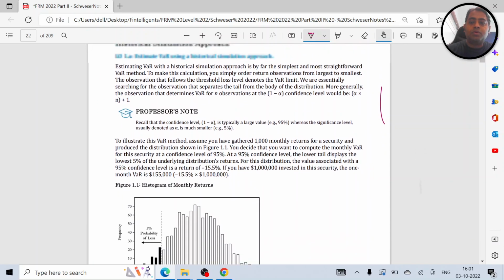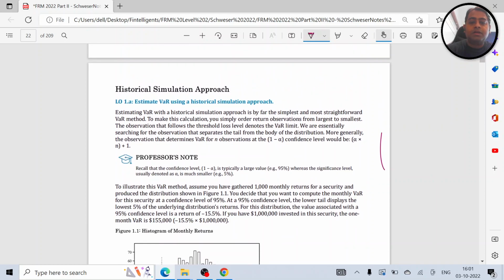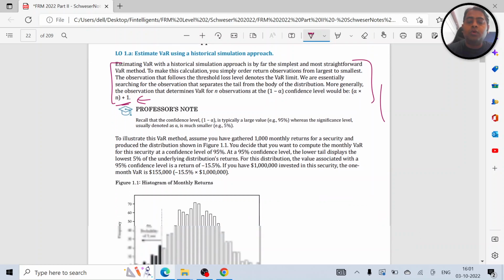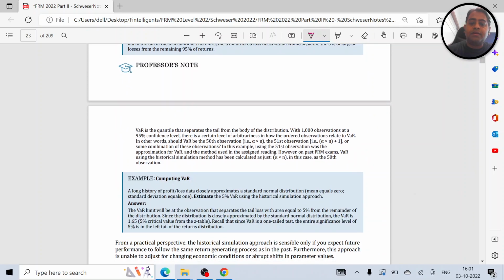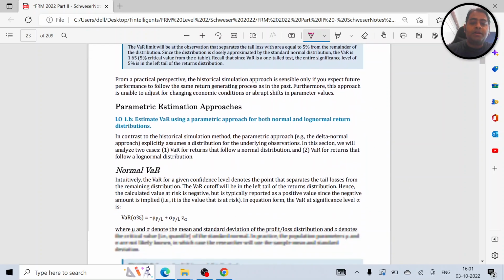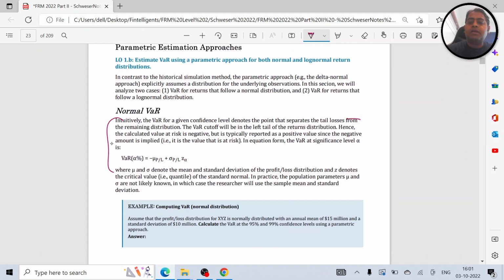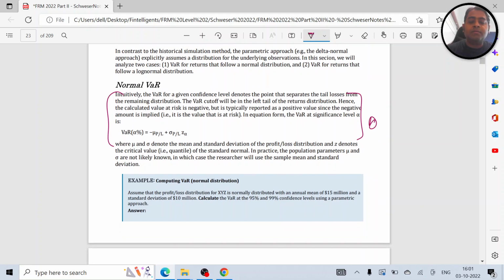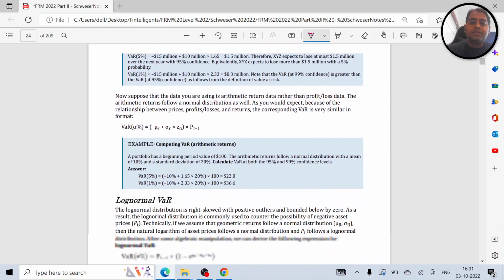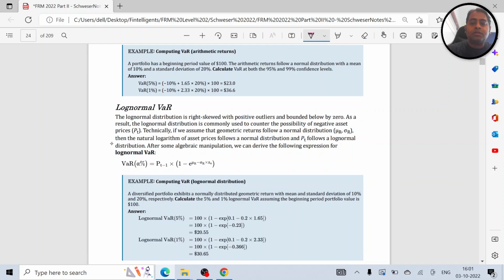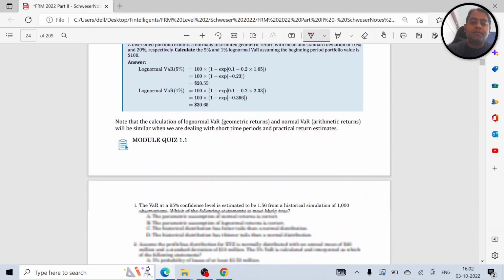Historical simulation approach. This part you should definitely read because this n plus 1 is something new compared to your Level 1. Marking this question also with a star. Parametric approach, this paragraph, star, this is nothing but the delta normal approach. Don't get confused with the formula, this is similar to Level 1 only. Next is the log normal approach. This formula is important and mark this question also with a star.